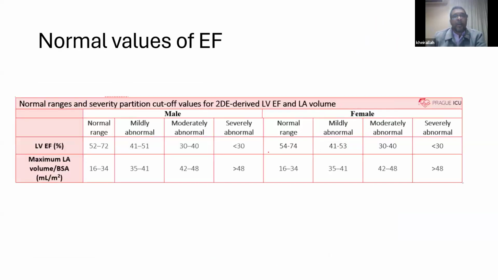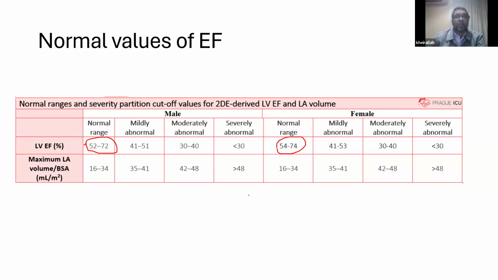Okay. Now, what are the normal values of ejection fraction? The normal value, look at it here. Male, 52 to 72%. Female, 54 to 74. Remind you, the ejection fraction of women is higher than in men. Okay? You see the range? It's higher in women than in men.